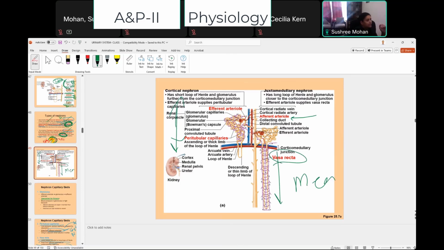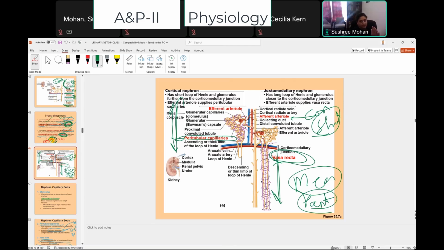I call this the shirt, and I call this the pant. That is the way to remember it. Okay, so the shirt part would be the cortex part, and it will involve the peritubular capillaries. The pant part would be the medulla, and nephrons over here involve the vasa recta. These are short nephrons, these are long nephrons.